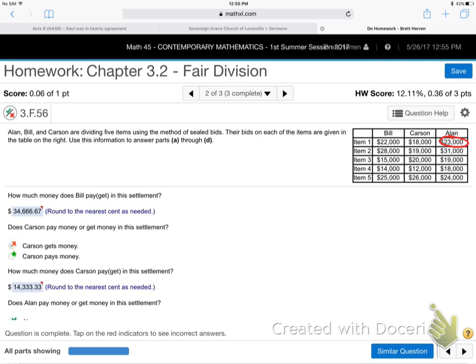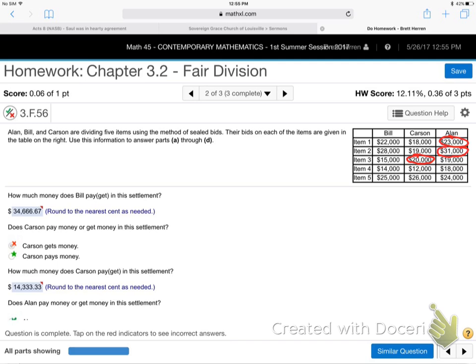Alan again. You with me? Alan again. Who gets item number 3? Carson in the middle. Right, I'm just picking the highest bidder for each item, right? They get the stuff. Item number 4, who gets it?